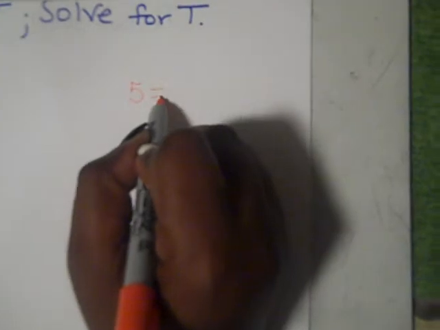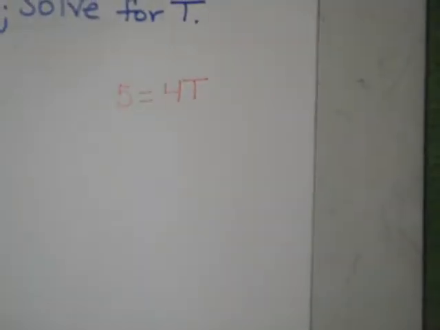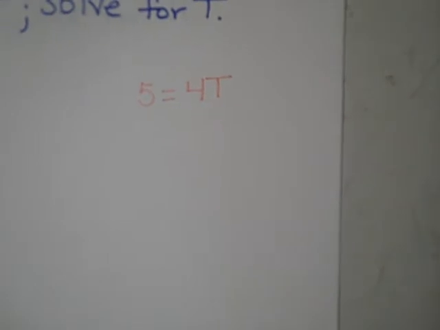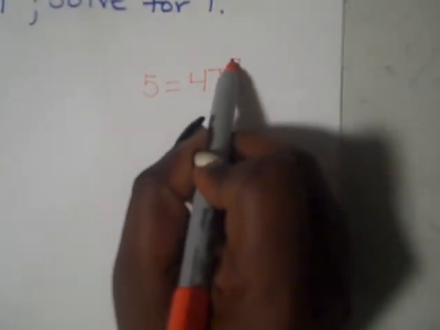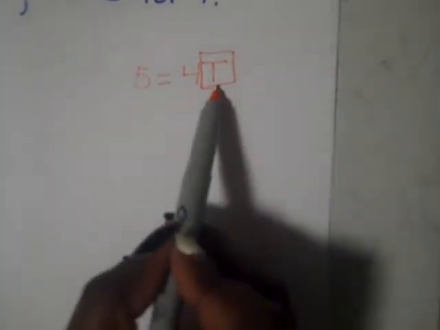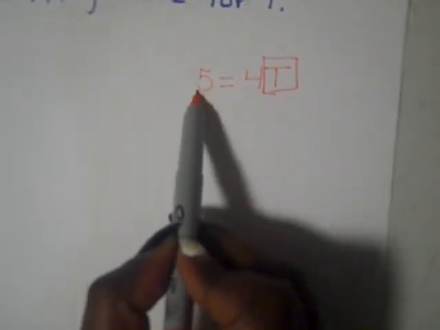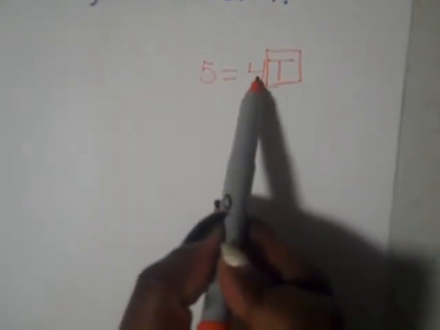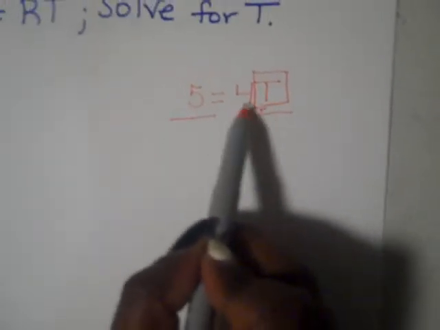5 equals 4T. Let's look at something that you might be a little bit more familiar with. And I ask you to solve for T. You will first box in the variable that you're solving for. In order to get T by itself, 4 will have to move to the other side. Since this is multiplication, we will have to do the opposite, which will be division. So we'll divide both sides by 4.